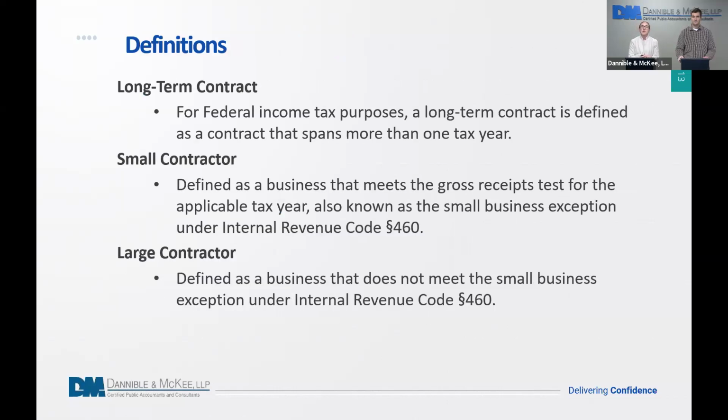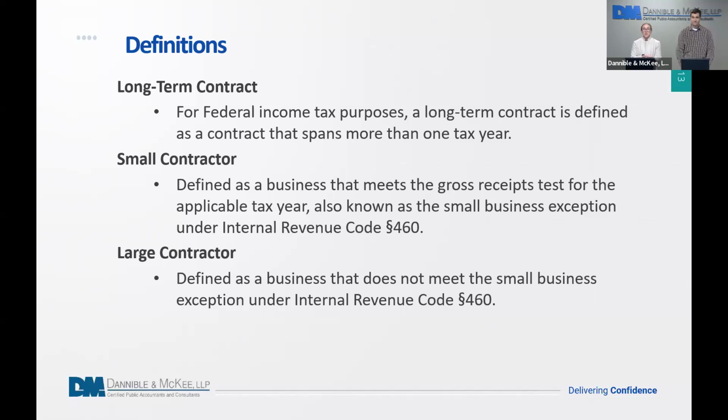So some definitions: a long-term contract for federal income tax purposes is defined as a contract that spans more than one tax year. So if you had a contract that started at the end of one year and ended in, say, 10 months, but it started in one year and ended in the following tax year, it would still be considered a long-term contract for tax purposes.